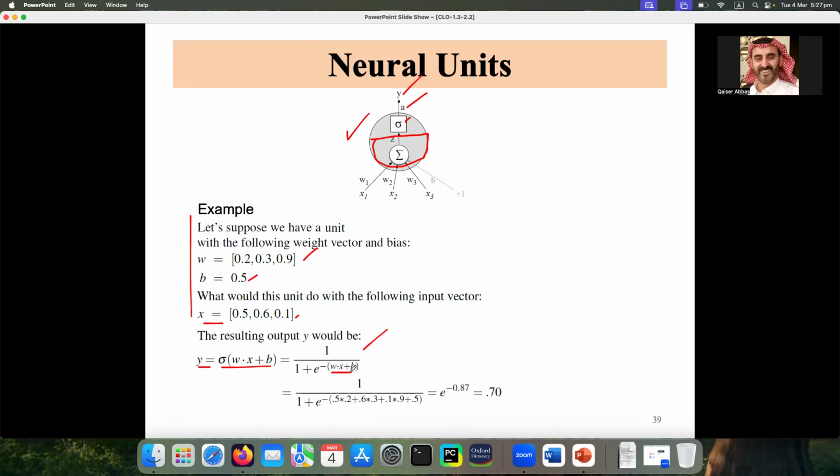That's why I am going through this stuff quickly, because this is the same logistic regression. And here we are multiplying W1 and X1, W2, X2, W3, X3, and then summing them up and adding this bias into it. After evaluation, you will have this value for the Y.